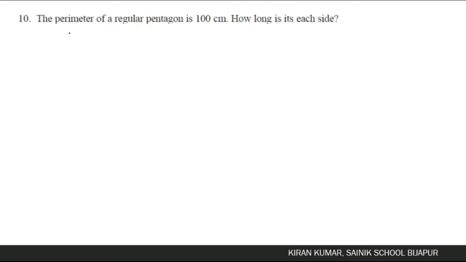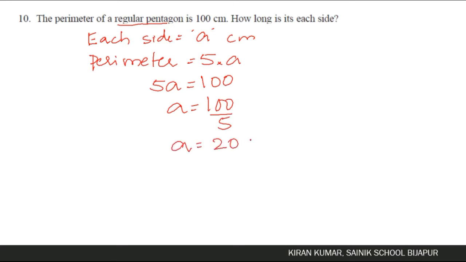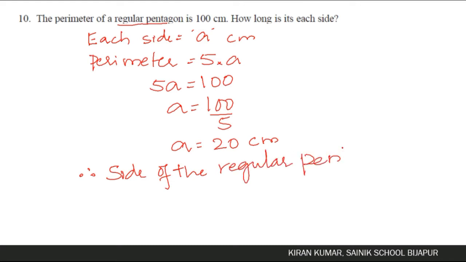Question number 10. Perimeter of a regular pentagon is 100 centimeter. How long is each side? Let me consider the length of each side as a centimeter. Then its perimeter will be 5 times a, because in a regular pentagon there will be 5 equal sides. So 5 times a is equal to 100. a will be equal to 100 upon 5. We get the value of a as 20 centimeter. Therefore, the side of the regular pentagon is 20 centimeter.